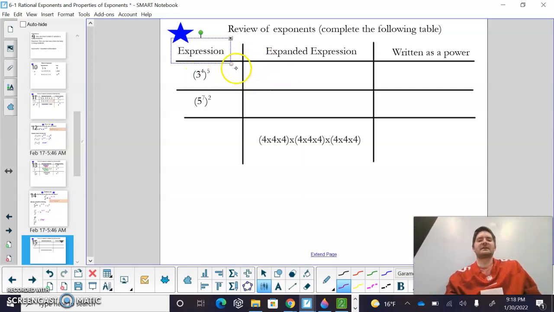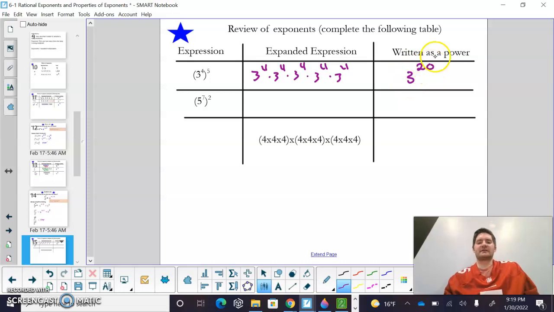So, in our table, writing down an expanded form, this is going to be 3 times 3 times 3 times 3. Sorry, actually we're going to do this 3 to the 4th. We're going to write 3 to the 4th 5 times. And then guess what? We're going to use that rule. So we're going to add up all these 4s and get 3 to the 20th power.